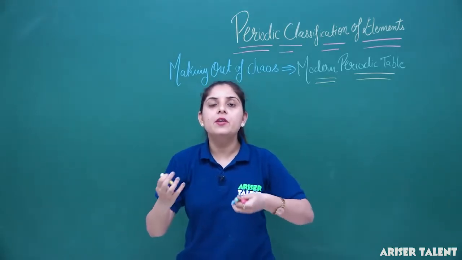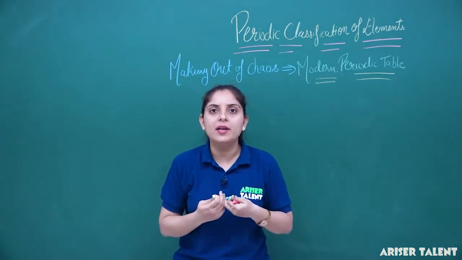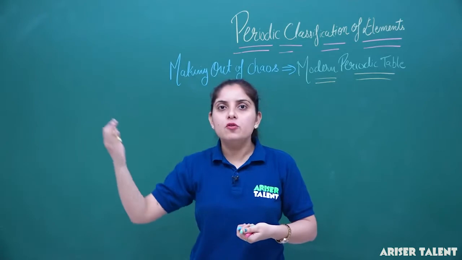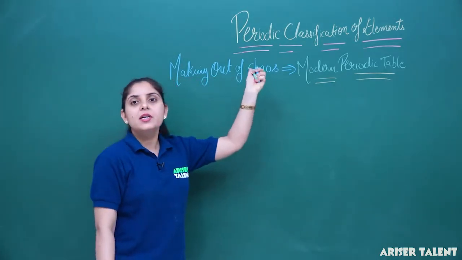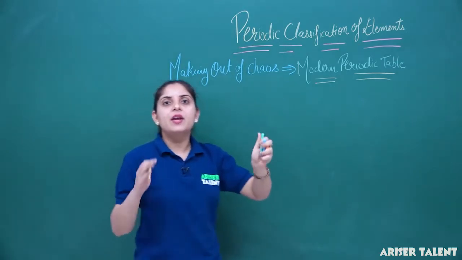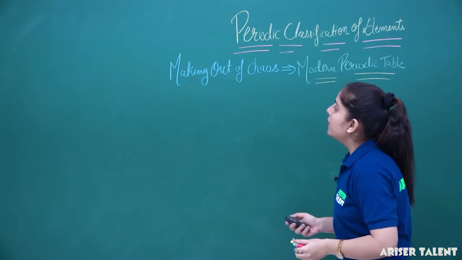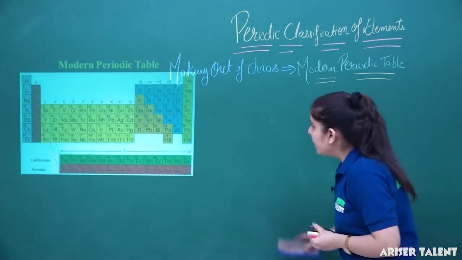Because when different scientists made their different attempts at constructing the periodic table, like Dobereiner, the law of octaves, then Mendeleev's periodic table, and finally, moving out from all the chaos, we have generated the modern periodic table that we study now. So let us have a look at the modern periodic table. So this is our modern periodic table.